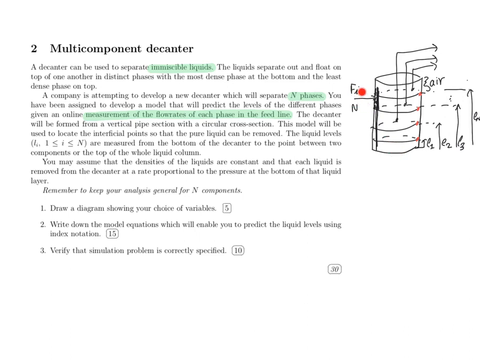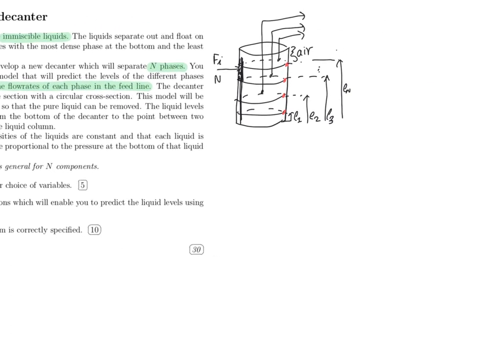So we've got a flow rate of Fi. Let's see if they specify units. So they just say that we have a measurement of the flow rates of each phase in the feed line. So we'll just assume, I think to make things easy, that these are volumetric flow rates. So if I were modeling this, I would do something like, okay, so N is the number of components. Let's say the most dense first.